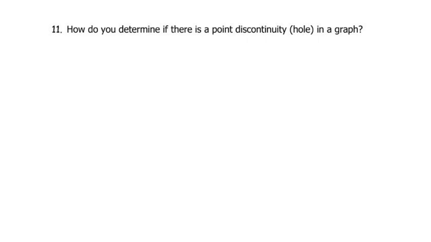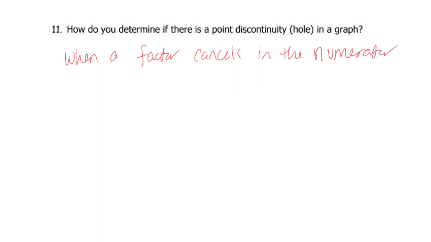Last but not least, again, setting you up for a multiple choice type scenario. How do you determine if there's a point discontinuity or hole in a graph? The only way a hole occurs in the graph is if a factor cancels in the numerator and denominator.